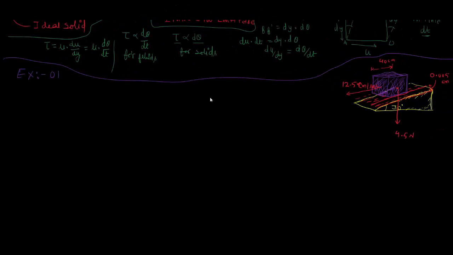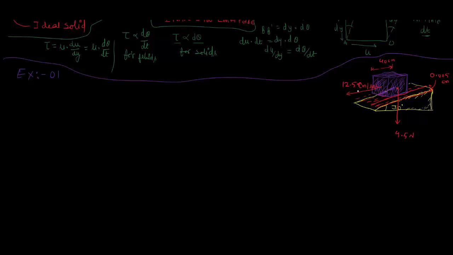Right, so we are taking an example here. In this example that I'm considering, there is a cubical block, meaning the dimension of the block is the same on all sides. This is 40 centimeter, this is 40 centimeter, this is also 40 centimeter, and this block is sliding over an inclined plane which is tilted at a 30-degree angle to the horizontal plane.